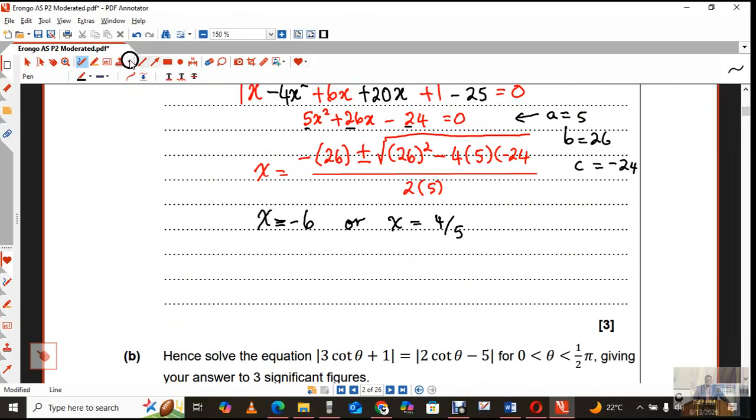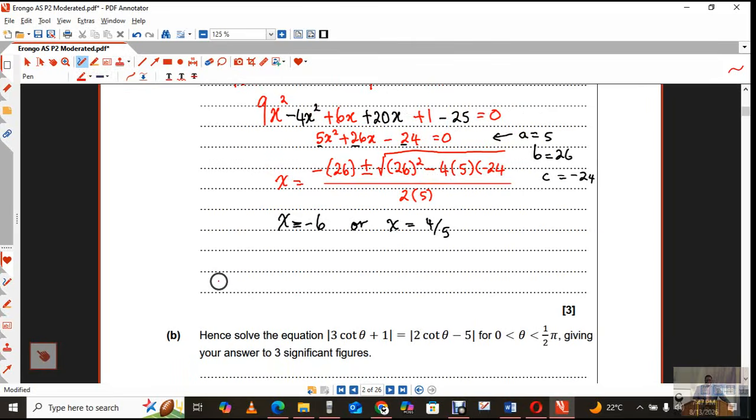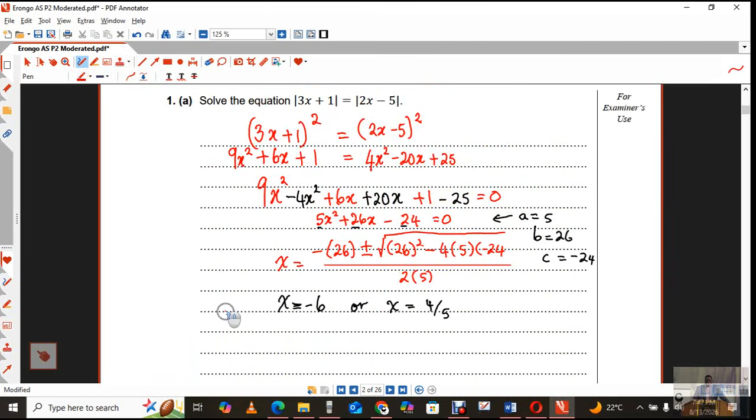Alternatively, you can obviously do the method of taking, I just have to make it smaller for you to see. So you obviously have 3x plus 1. So one of your solutions could be 3x plus 1 is equal to, well, then you have a negative, okay, very important, or you can just say 2x minus 5. That will be 1. The other one will be that 3x plus 1, well, that will be like negative 2x minus 5.